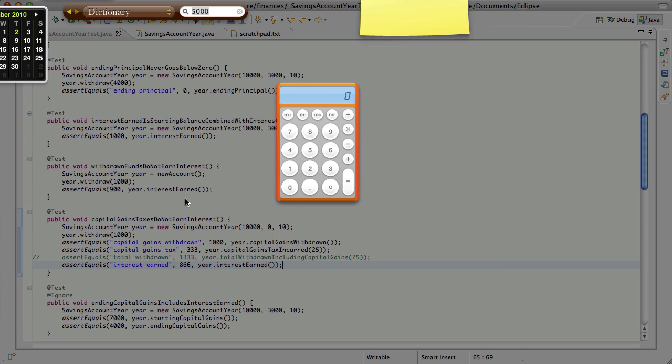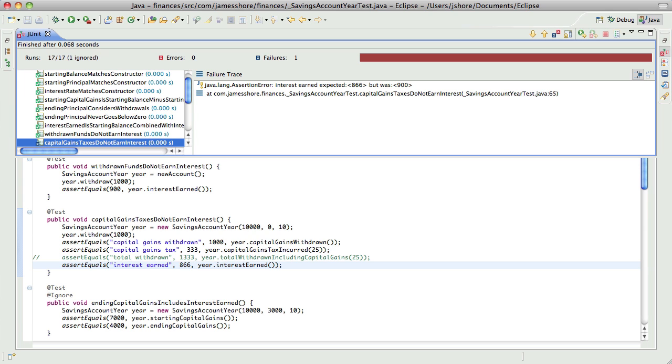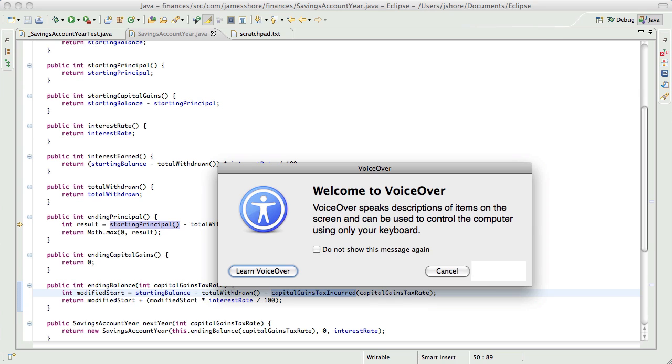Let's do that calculation again. So 10,000 minus 1,333 times 0.1, 866. Yeah. Our interest earned calculation is not including that.